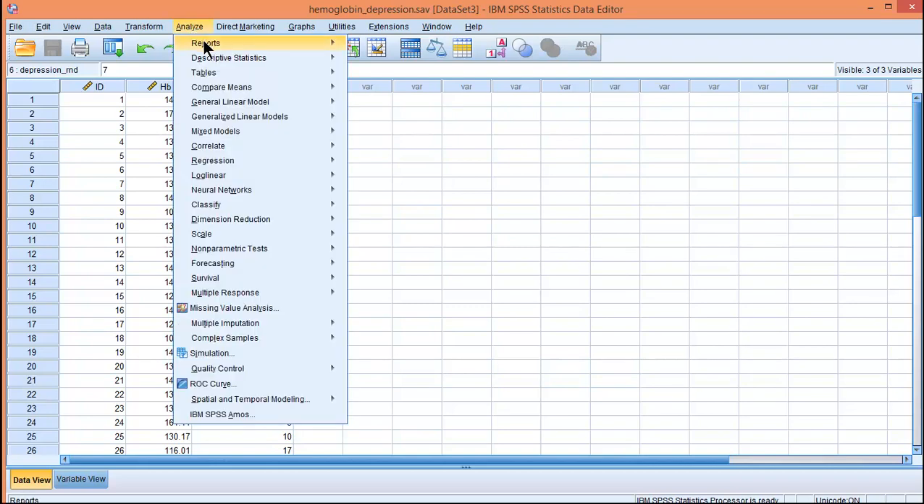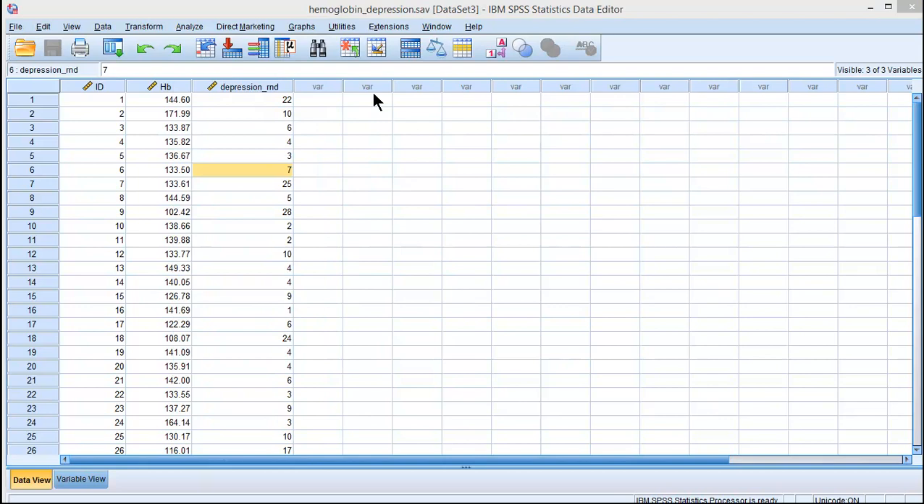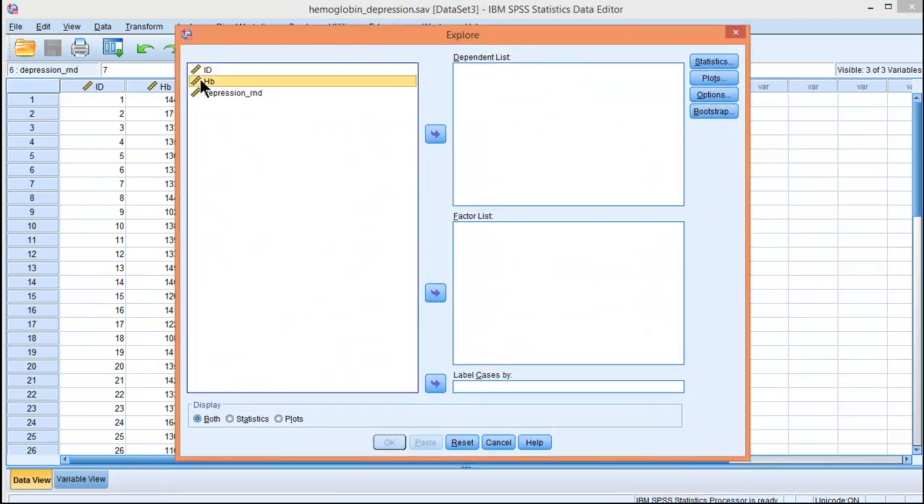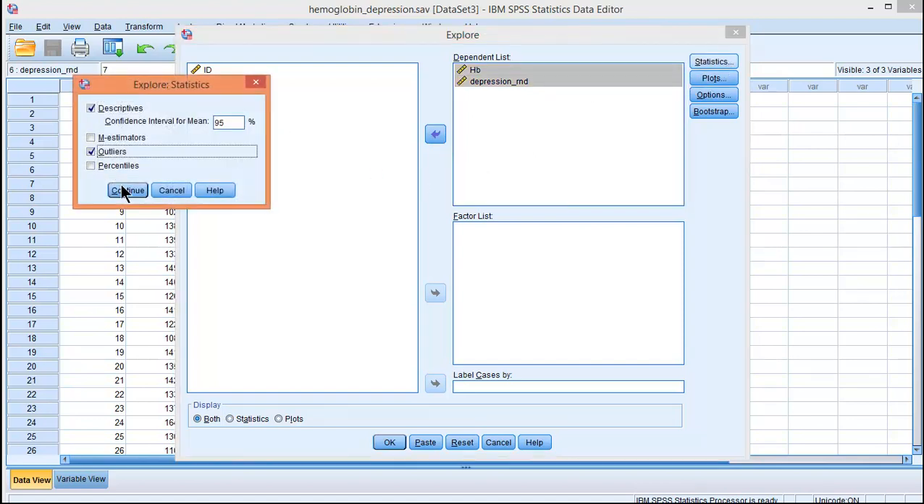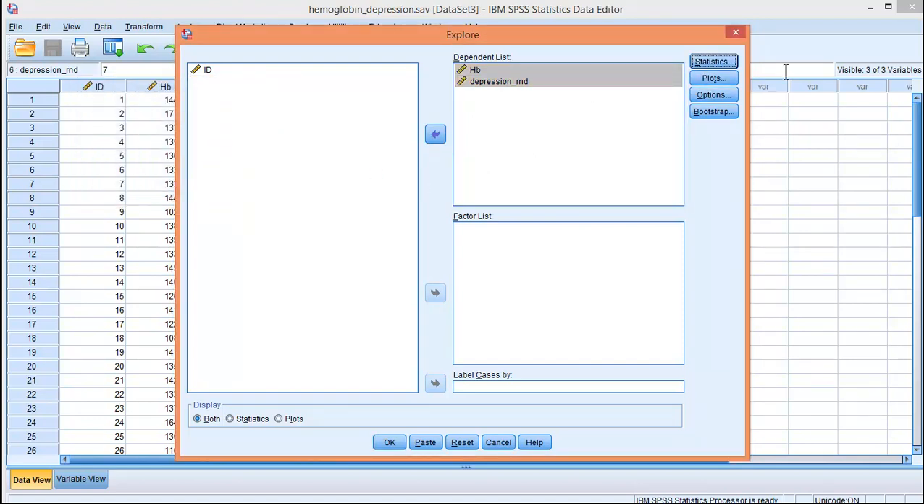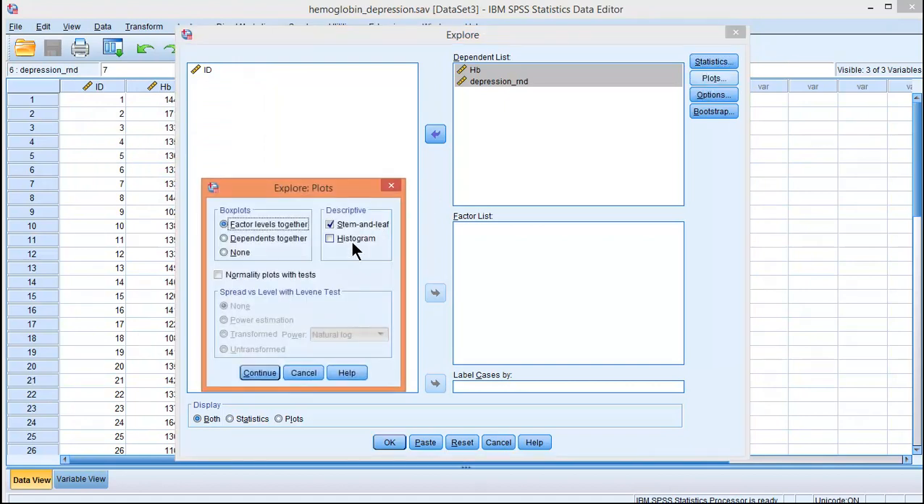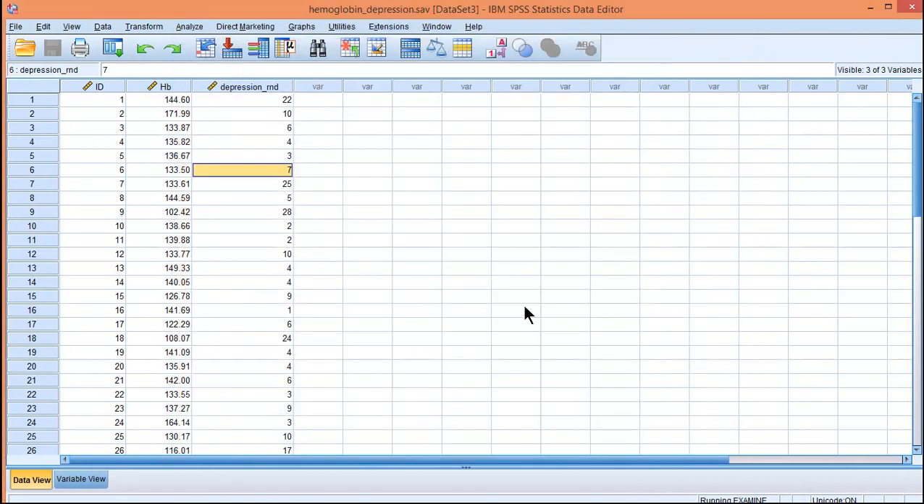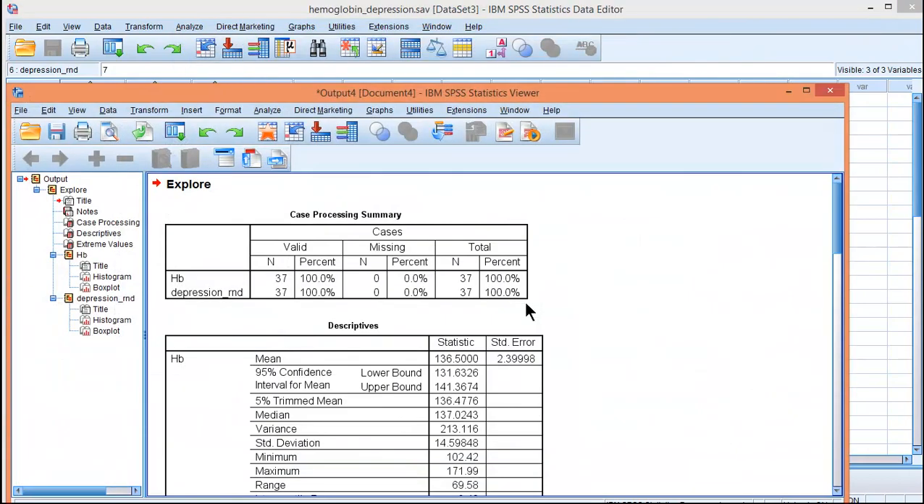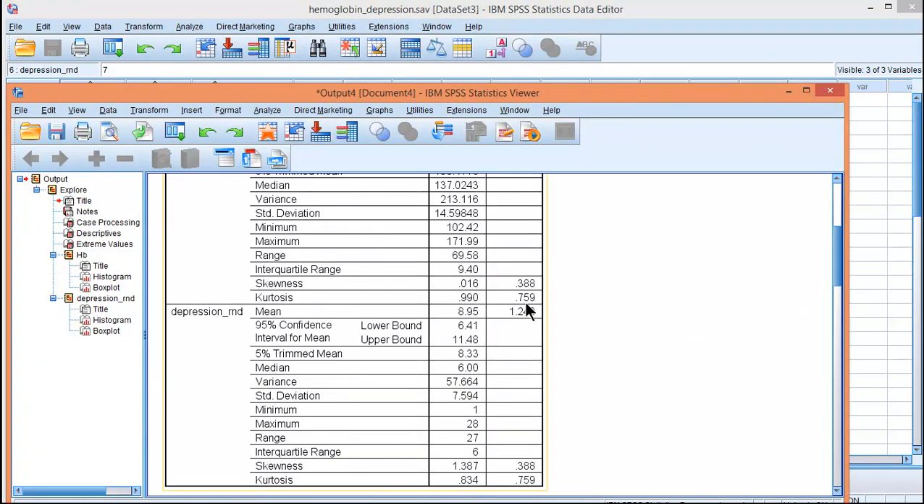Okay, well, I've done that before many times in the textbook. Go into Explore and put HB, hemoglobin levels, and depression in the dependent list. Click on Statistics and click on Outliers and click OK and click on Plots and click Histogram. Deselect stem and leaf. Click OK. And let's see what we got here. Let's see if skew and kurtosis are elevated.